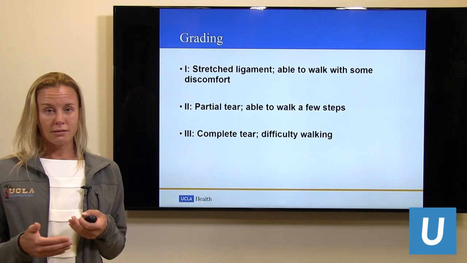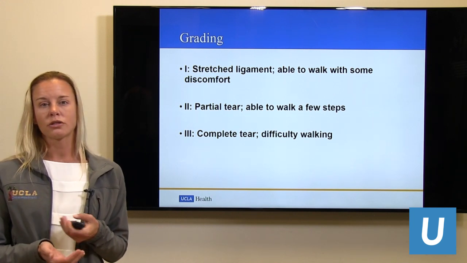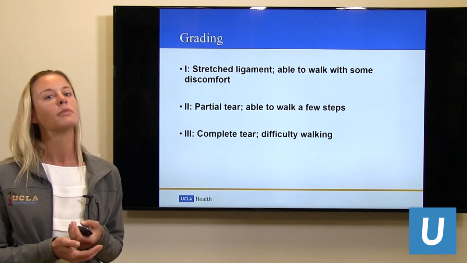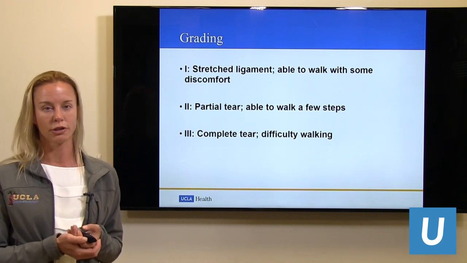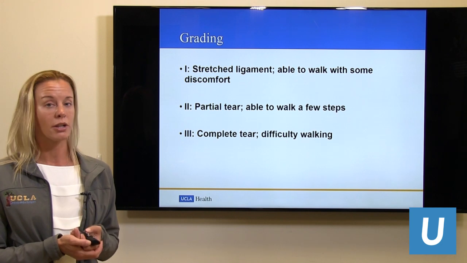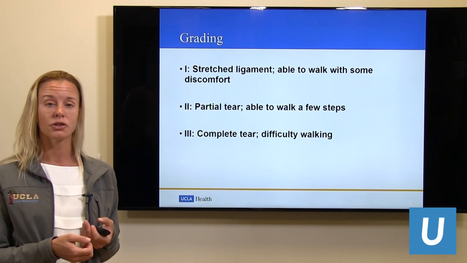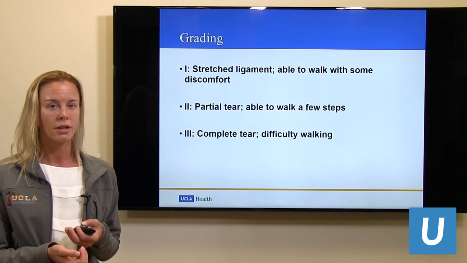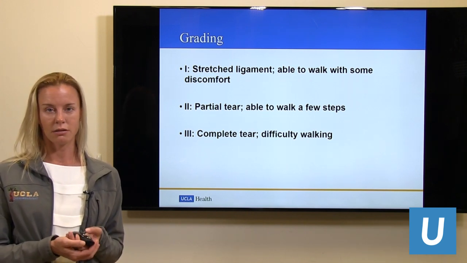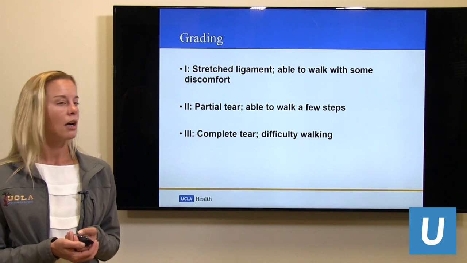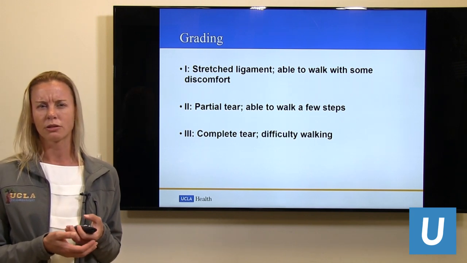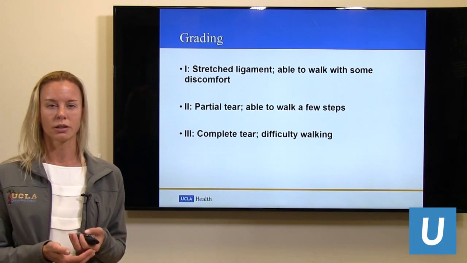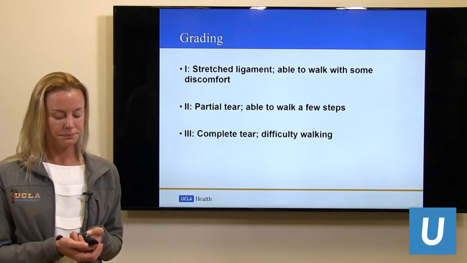There are different grades of sprains, and this is usually used by us as physicians to determine your prognosis and how to treat you initially. Grade 1 is just where the ligament is stretched. Usually you're able to walk a little bit, it's just a little sore. Grade 2, there's a partial tear in one of the ligaments. Again, you can walk, but you're limping much more. And then grade 3, there's a full tear and it's really hard to put weight on that leg initially.